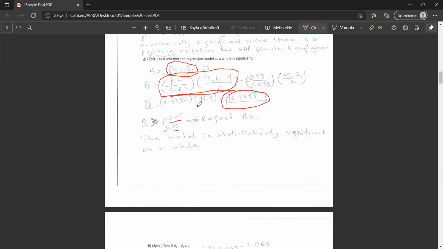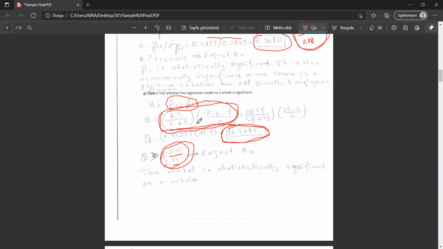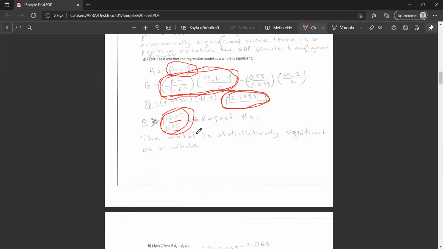Now, if you look at the table, you will see that this F value is smaller than 16. I haven't looked it up yet, but 16 is a large value, okay? So our finding in this part is greater than our F value. So we can reject the null hypothesis and say that beta 0 and beta 1 are not both statistically insignificant, okay? Here we can say that the model as a whole is statistically significant.